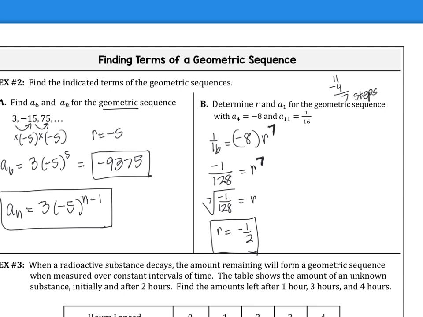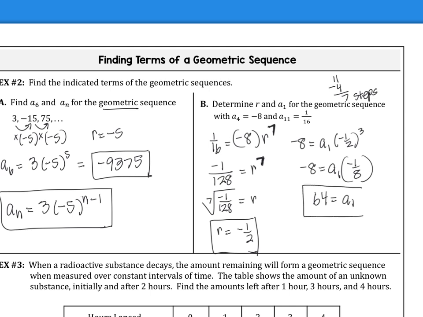Okay, so now that we know what r is, now we can find the first term. So we're going to say negative 8, which is our fourth term, is equal to our first term times negative 1/2, 3 times, because there's 3 spots to get to the fourth one. Okay, so let's see. I'd have to say negative 8 equals a sub 1 times negative 1/8. And I'd multiply by the reciprocal, so I get positive 64 would be the first term.